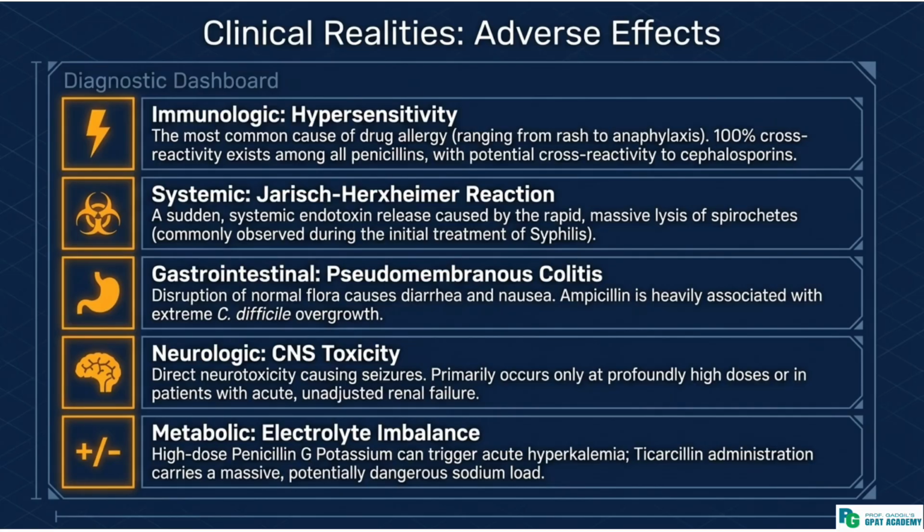Next is the Jarisch-Herxheimer reaction. It is due to rapid killing of spirochetes in syphilis, releasing endotoxins. Next is GI upset, diarrhea, nausea. Ampicillin causes pseudomembranous colitis. Next is CNS toxicity. Seizures at very high doses or in renal failure can occur.